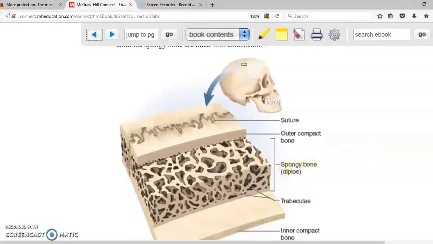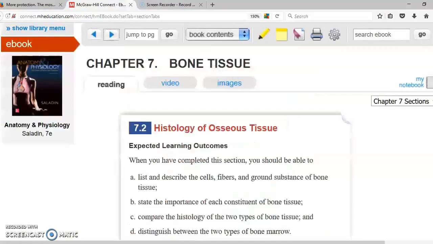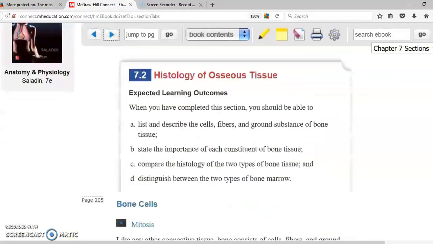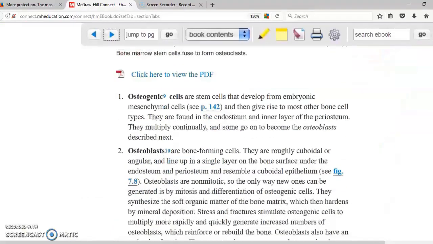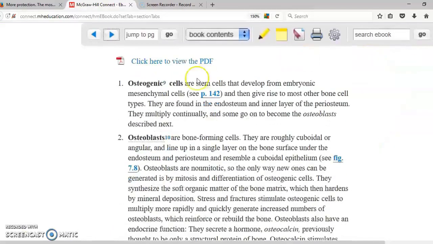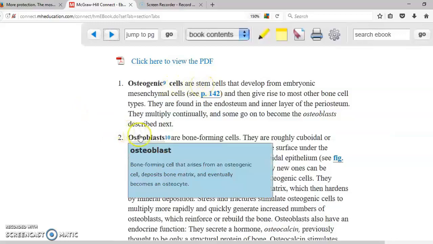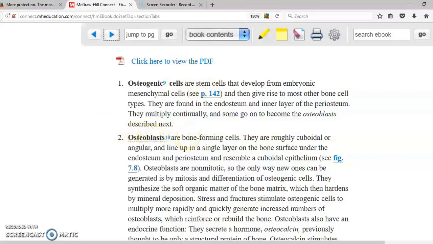So let's keep going. The next item is histology. We need to talk about the cells. There are four main cells in your bones. The first one is osteogenic cells. Osteogenic cells are stem cells that are going to be capable of giving you other kinds of cells, such as, for example, the osteoblast. The osteoblast is the one that is going to build the bone.